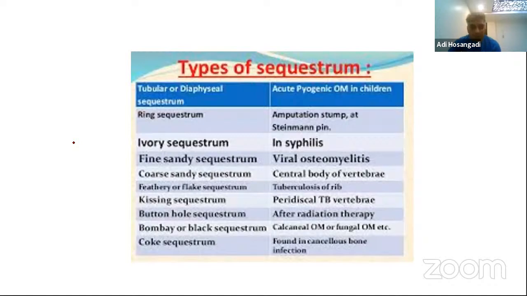Types of sequestrum. This is again very important for you in your undergraduate exam and otherwise. Most importantly, these are the different types of sequestrum and the conditions where you see them. If you understand the logic, then you will never forget. Tubular sequestrum is seen in pyogenic osteomyelitis in children.